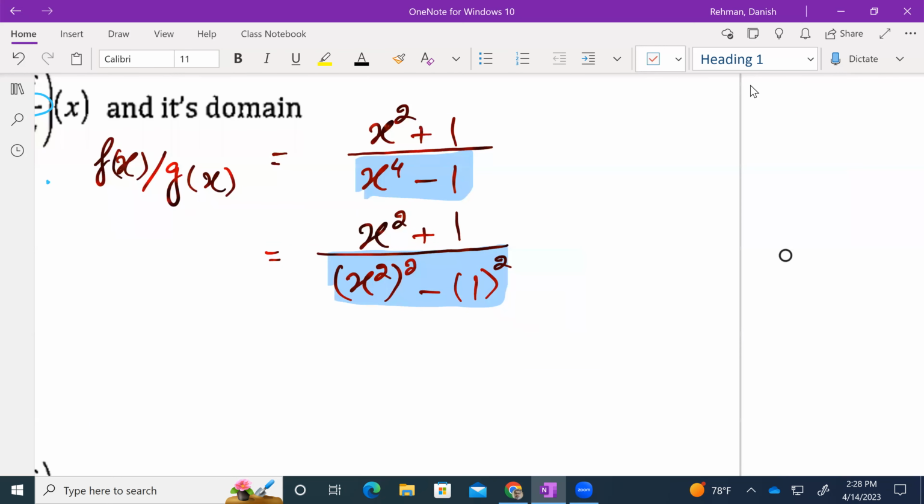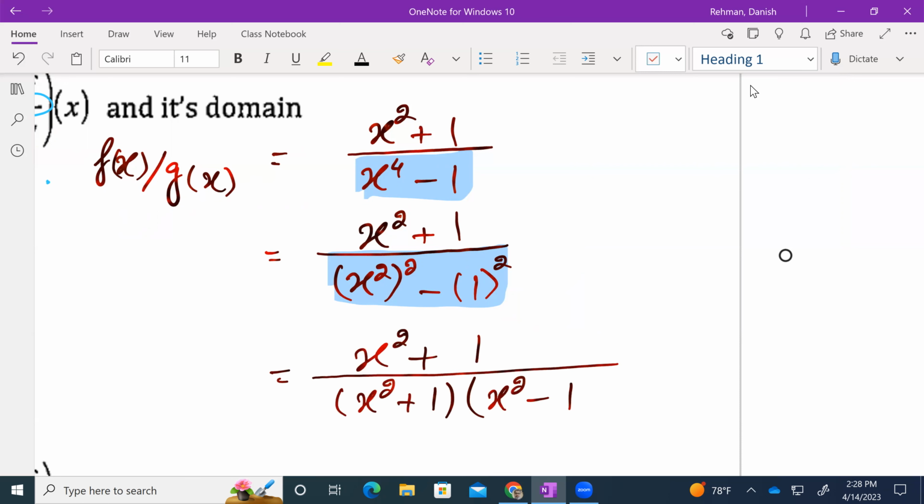Just one more minute, I hope, and we will be done. So I will keep the numerator exactly the same. The denominator will now be written as x square plus 1 times x square minus 1. And then look for the similar things. Whatever is similar, we will cancel out. What's similar here? x square plus 1 and x square plus 1. We can cancel it. I don't want to use the word cancel because actually it's being divided.